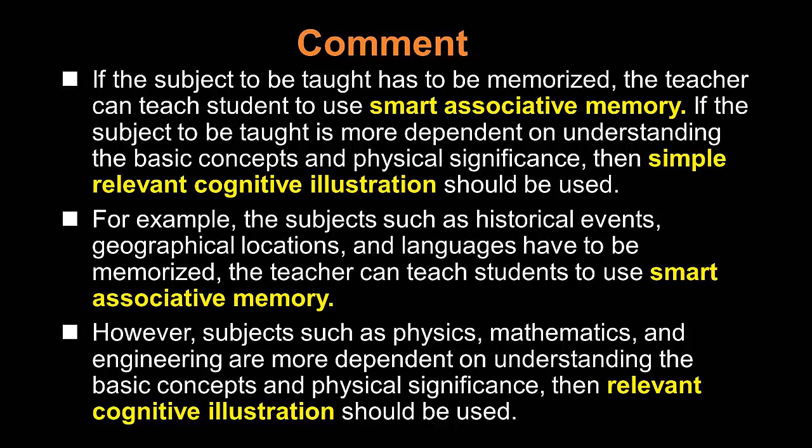For example, subjects such as historical events, geographical locations, and languages have to be memorized. The teacher can teach the students to use smart associative memory. However, subjects such as physics, mathematics, and engineering are more dependent on understanding the basic concepts and physical significance, so relevant cognitive illustrations should be used.